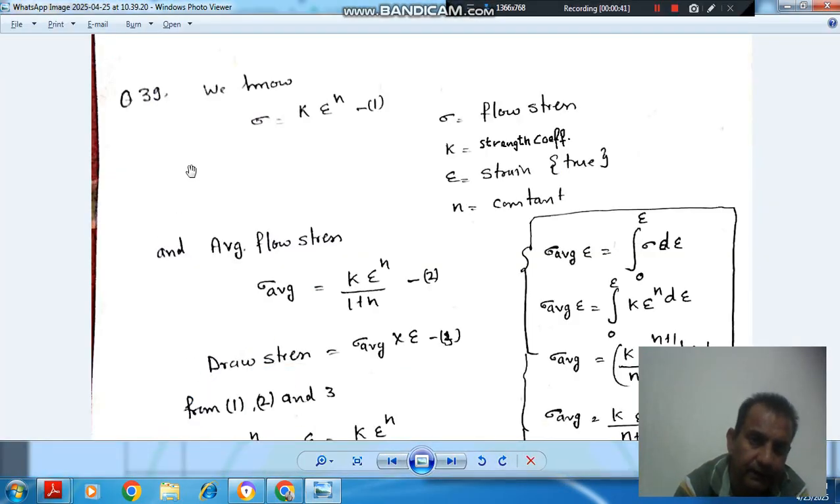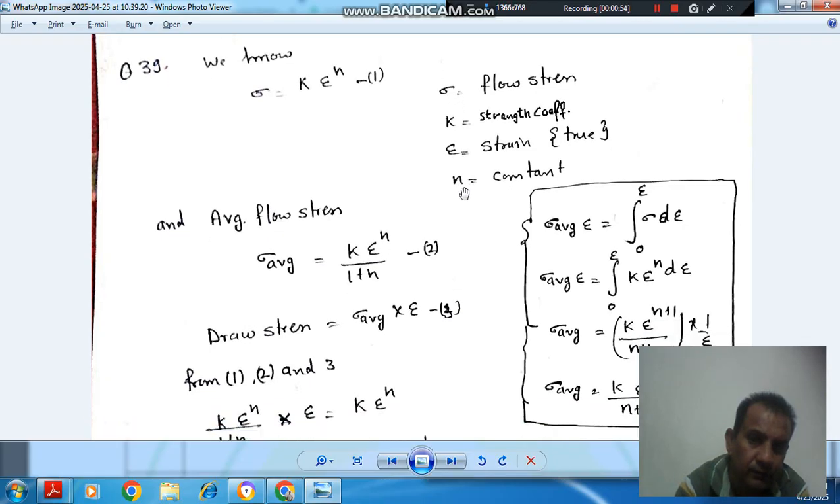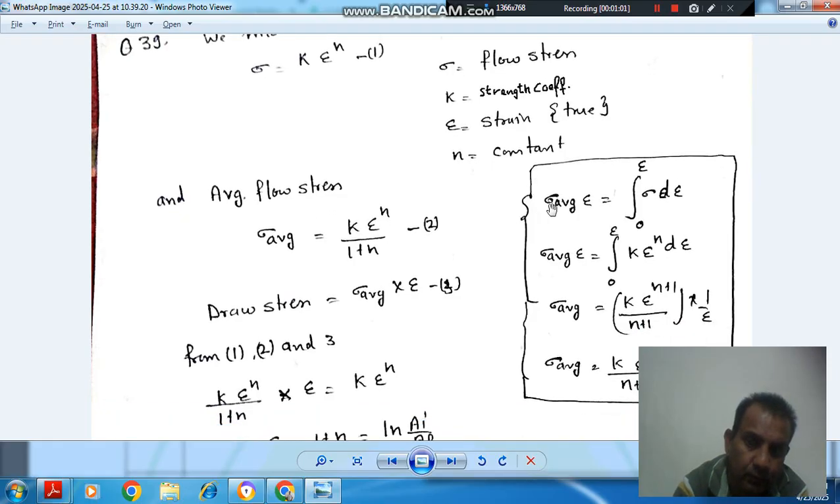So we know that the flow stress is sigma = K epsilon^n, where sigma is flow stress, K is strength coefficient, epsilon is true strain, and n is a constant. From this formula of flow stress, we can calculate the average flow stress. So the average flow stress is sigma average, and the true strain is epsilon. That is the work done if the average flow stress acts all the time in the material.